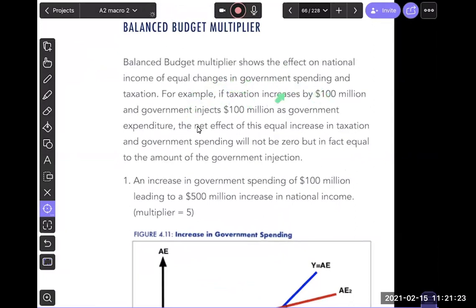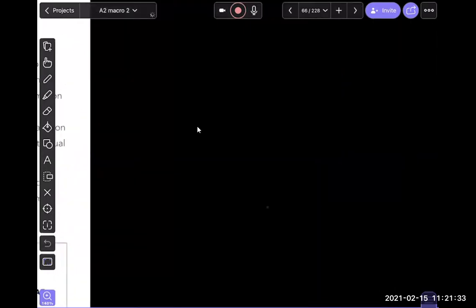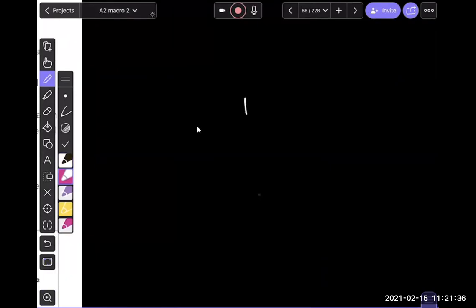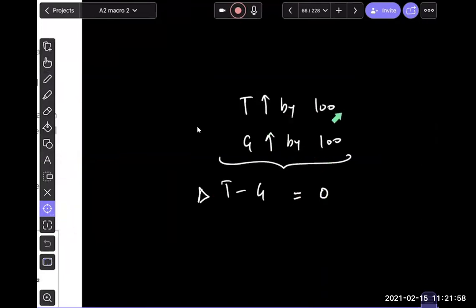So, for example, let's say taxation goes up by 100. If taxation goes up by 100, and government expenditure also goes up by 100, in other words, if T goes up by 100 and G also goes up by 100, then the balance, change in T minus G, will be 0. Isn't that true? So this is what we call a balanced budget. You made T go up by exactly the same amount as G.